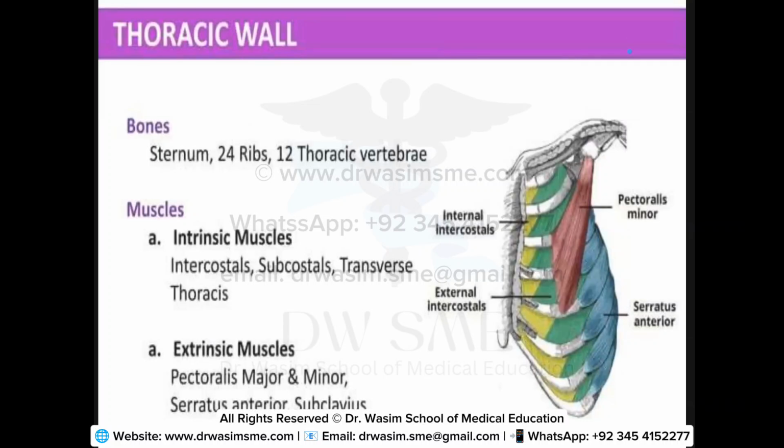Now, regarding the thoracic wall, it has the sternum, 24 ribs, and 12 thoracic vertebrae. Regarding the muscles, there are two types: the intrinsic muscles and the extrinsic muscles. In the intrinsic muscles, we have the intercostal muscles, subcostalis, and the transverse thoracic muscle. Among the extrinsic muscles, we have pec major, pec minor, serratus anterior, and subclavius.